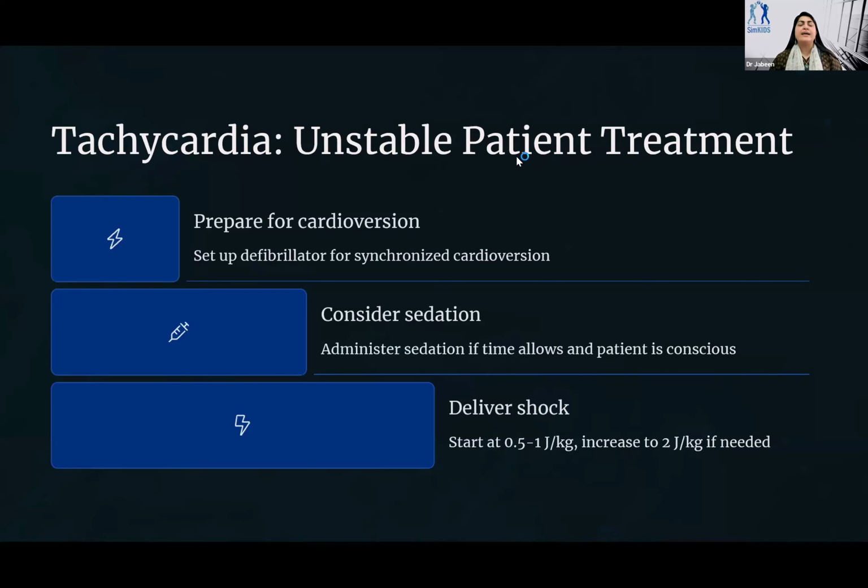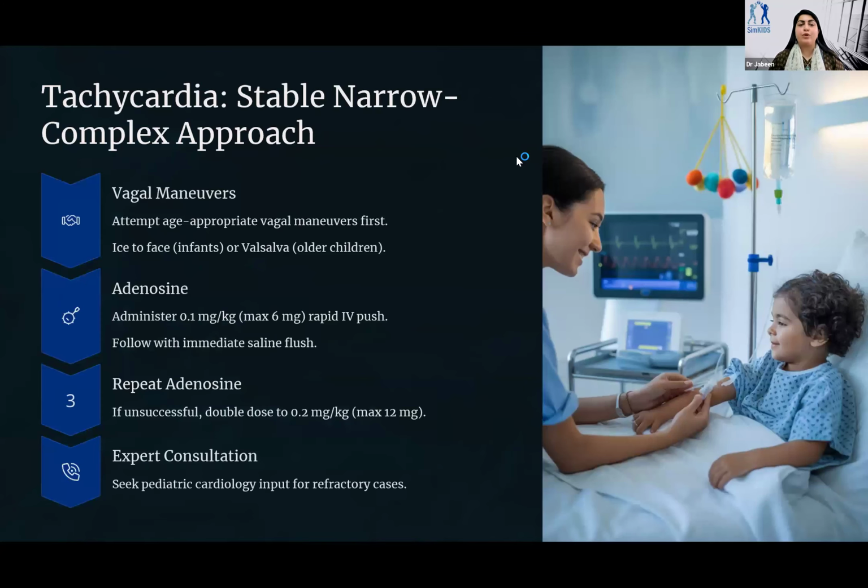If the patient is stable, then your approach will be vagal maneuver, which is age appropriate: putting ice on the face in older children, Valsalva maneuver, taking the syringe and asking them to blow so that the plunger will come out, blow hard, or blowing bubbles. There are multiple maneuvers which are described. You can use any. Then the second is adenosine.